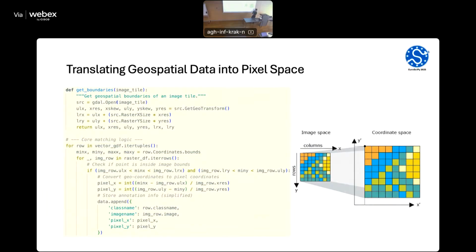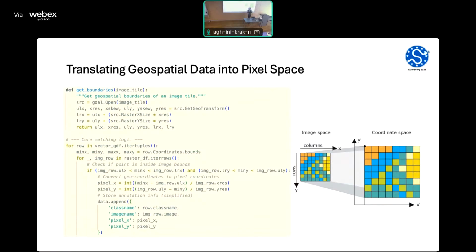And then we can translate geospatial data into pixel space, or pixel space to coordinate space, once we have got the predictions. So you get your geospatial boundaries of an image tile. You are thinking, what is my image boundary in real coordinate systems, and then for each point in your coordinate space or in your image space, you're linking them to each other. This is what it's doing, and then you store the annotations.